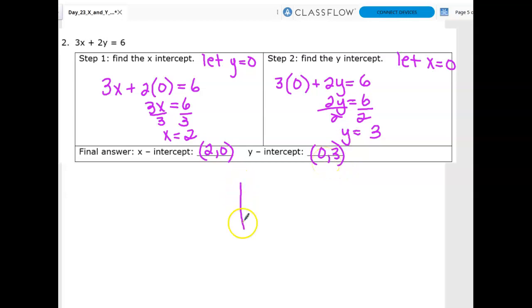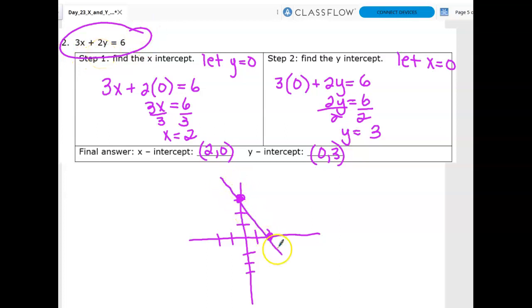If we graph them, it's going to be kind of a crude graph here, but our x is 2 and our y is 0. That would be the ordered pair right here. And the y-intercept would be 0, 3. 1, 2, 3 would be right here on the y-axis. Since this is an equation of a line, we could connect these 2 points and make our line. That's what we're getting into this quarter, graphing lines.